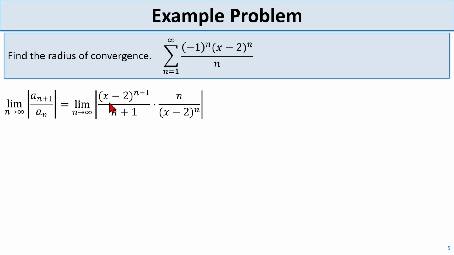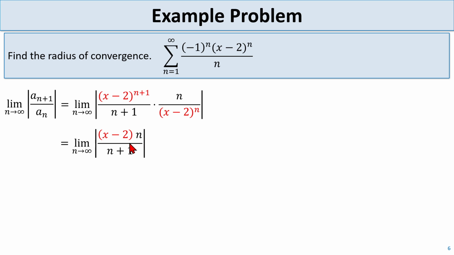Now I need to take the limit of this expression as n goes to infinity, but I do have a way of simplifying it one more step, which is that I have quantity x minus 2 to the n plus 1 divided by the same quantity to the power n. So I can subtract the powers, n plus 1 minus n just leaves a power of 1.